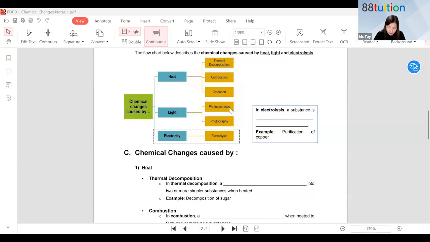Okay, under light, there is actually photosynthesis, photography. We also talk about X-ray, right? So last lesson, we talked about X-ray. X-ray and photography very, very close, okay, because they respond similarly. X-ray also respond to the lights as well. Now, electricity, we have electrolysis, but we also talked about electroplating last lesson.